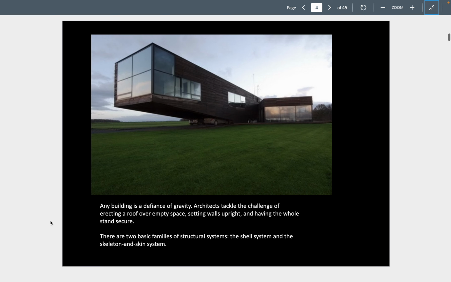So every building is a defiance of gravity: erecting a roof over empty space, setting walls upright, and having the whole thing stand secure. We're going to look at two different systems, the shell system and the skeleton and skin system. I think what's interesting in this picture is the cantilever that's formed here.